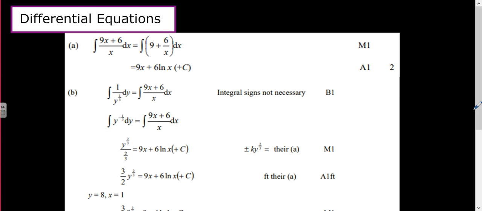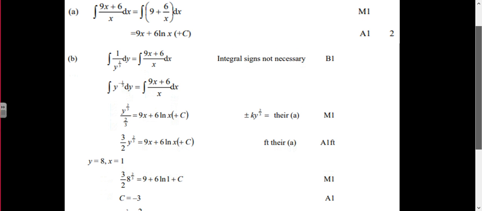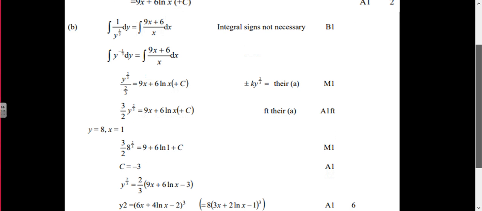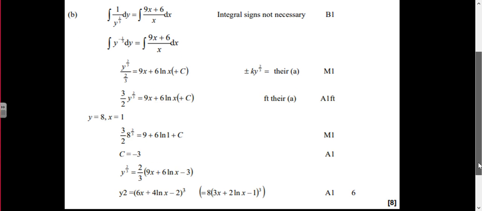And there's a mark scheme. Yay, full mark scheme. Right, I'm going to end the recording.